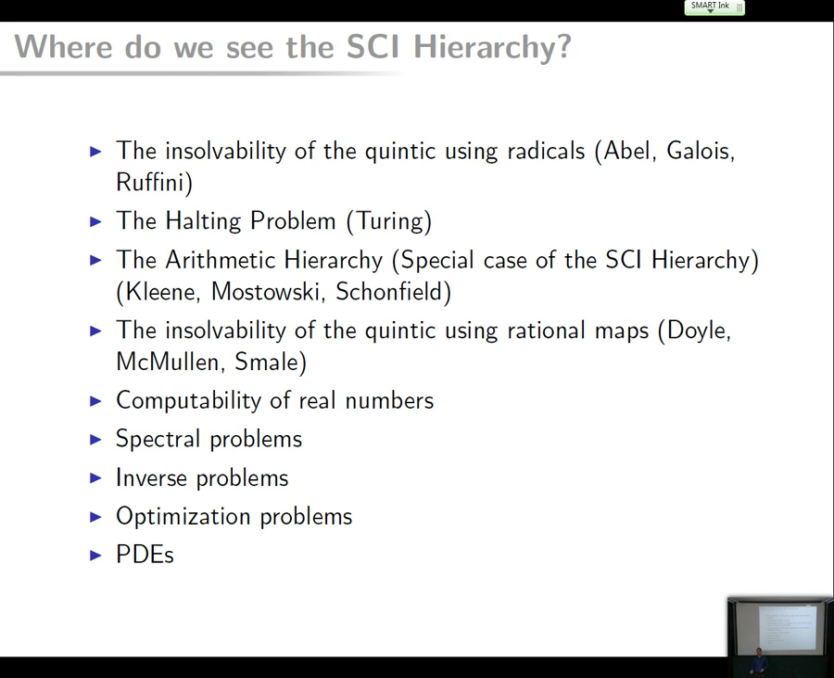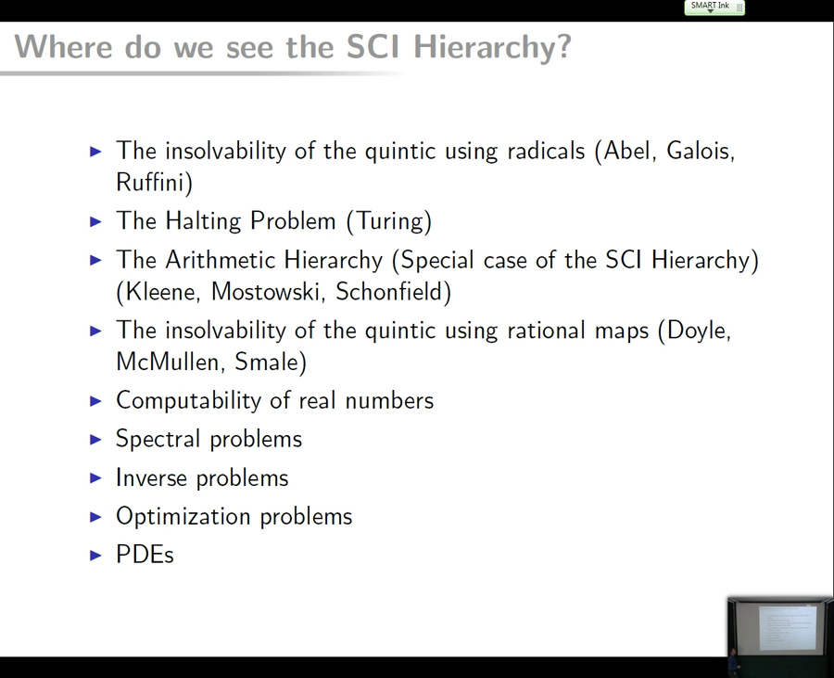It is sigma. And with this comes also the arithmetical hierarchy. If you were lucky enough to take recursion theory and logic in grad school, I wasn't, you recognize this as a very special case of the SCI hierarchy. This is what the logicians worked on through the 40s and 50s, and this is in the sigma 1 class. The delta notation, and the pi and the sigma, come from the arithmetical hierarchy. The insolvability of the quintic using rational maps, as I mentioned, is an index problem.